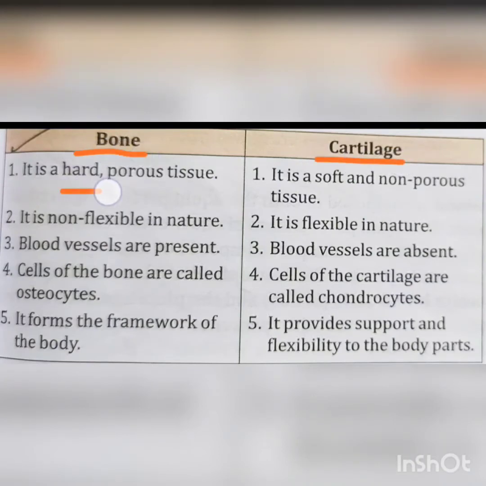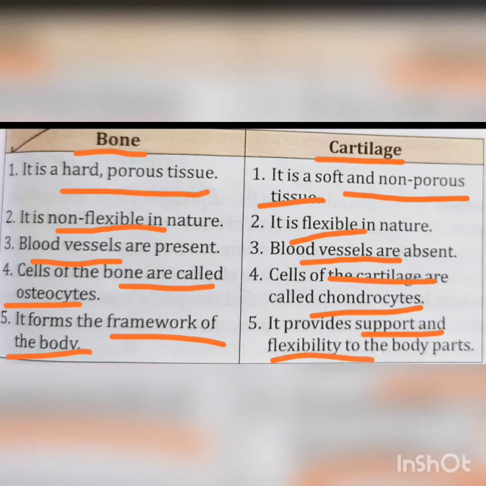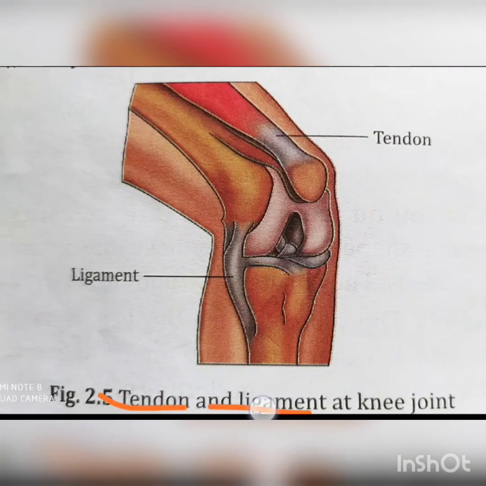Bone is hard and porous tissue. Cartilage is soft and non-porous tissue. Bone is non-flexible in nature. Cartilage is flexible in nature. In bone, blood vessels are present. In cartilage, the blood vessels are absent. Cells of the bone are called osteocytes. Cells of cartilage are called chondrocytes. Bone forms the framework of the body. Cartilage provides support and flexibility.